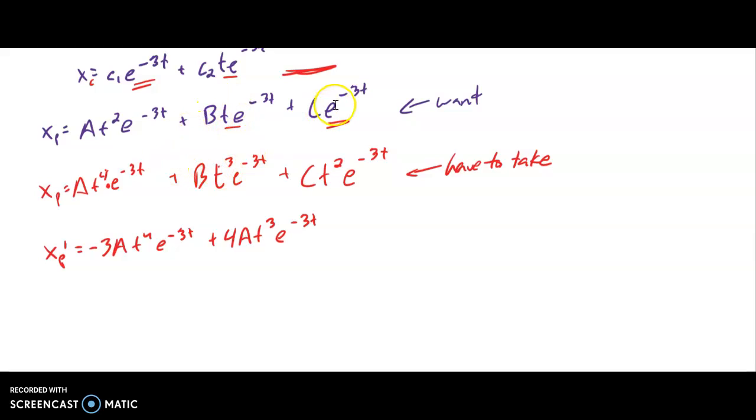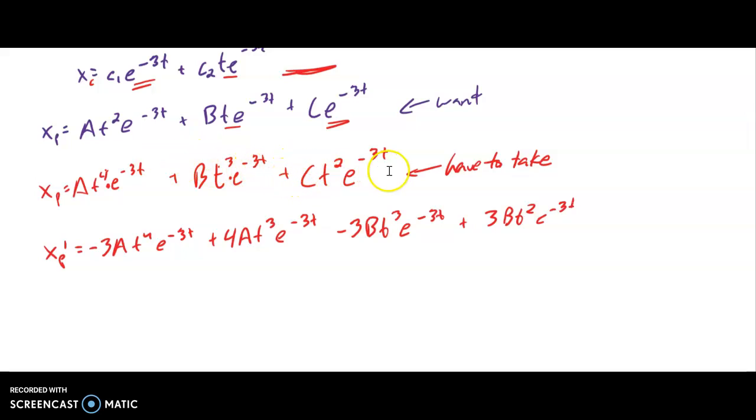So when I do my product rule right there, I get minus 3b t cubed e to the negative 3t plus, all right, now I get a 3 from this power rule, 3b t squared e to the negative 3t. That's the product rule on this one.